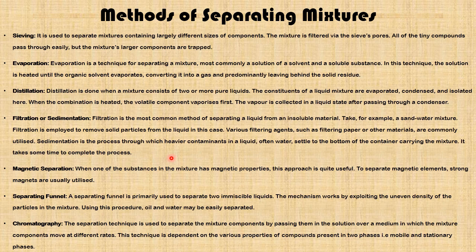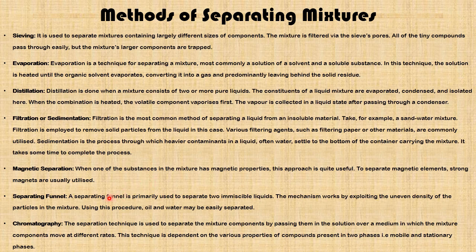It takes some time to complete the process. Now, in magnetic separation, when one of the substances in the mixture has magnetic properties, this approach is quite useful. To separate magnetic elements, strong magnets are usually utilized.